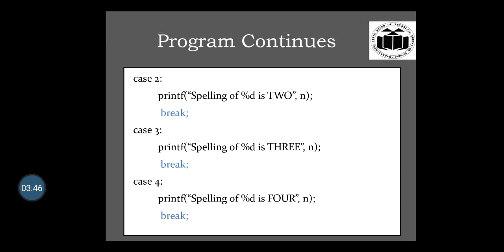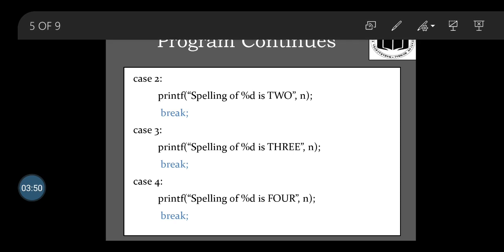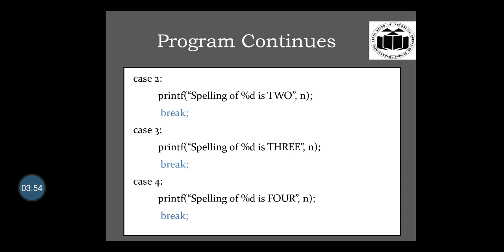We have written, for example, we have entered 2, then we can give a printf: spelling of %d is, that means percent d means you enter 2, then spelling of 2 is two. If you enter 4, then case 4 will get executed, the spelling of 4 is four will get displayed.